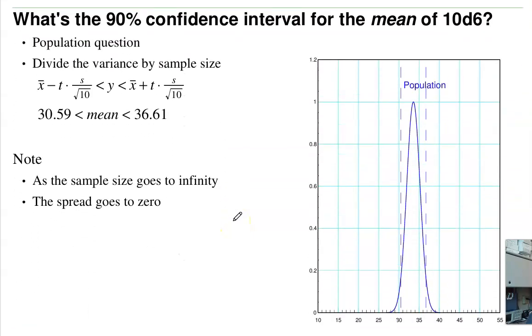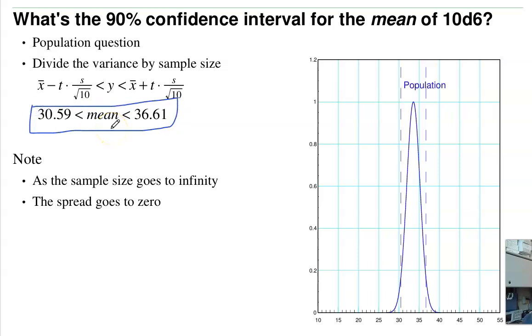A different question is, what is the average of 10 six-sided dice? That's a population question. Again, it's just a number. I don't know what it is, but as the sample size goes to infinity, I'll have a better and better idea of what that is. In this case, I take the standard deviation calculated in MATLAB and divide by the square root of the sample size, or equivalently, divide the variance by the sample size. And what I get is this range.